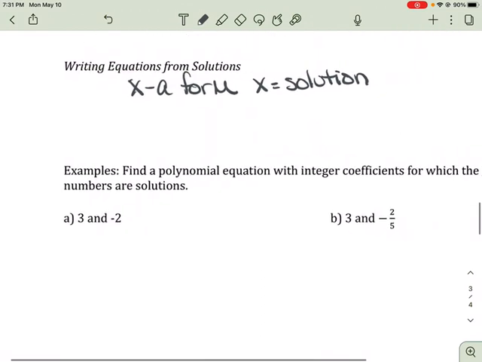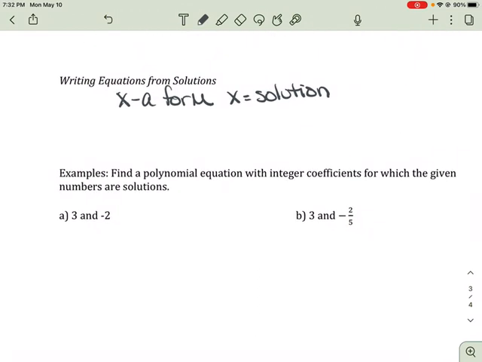We're going to find a polynomial equation with integer coefficients. That just means that all of our numbers are non-decimal, non-fractions, non-roots. It's just like 5, 10, negative 30, integers. For which the given numbers are solutions.